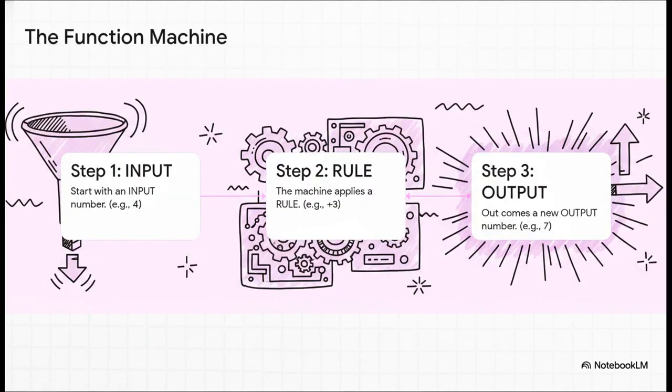It's really just a simple three-step process. Step 1, you feed it an input, like the number 4. Step 2, the machine does its thing, it applies its rule, in this case, add 3. And step 3, out comes your output. And with this machine, if you put in a 4, you will always get a 7.